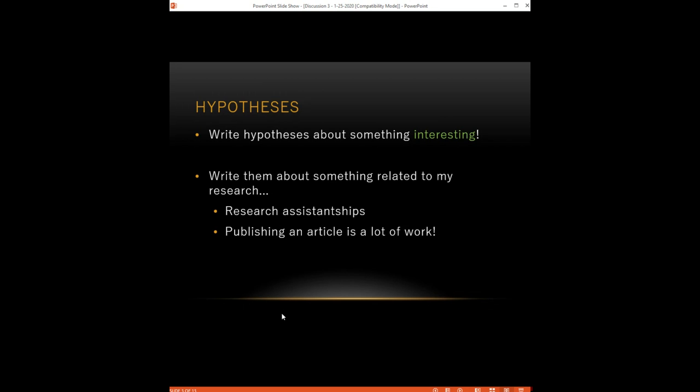If you write something and you're really passionate about it and you like it, then follow up on it. Regardless, try to make the hypotheses interesting, something that you genuinely want to know. And then you'll have identified some way to test that hypothesis.